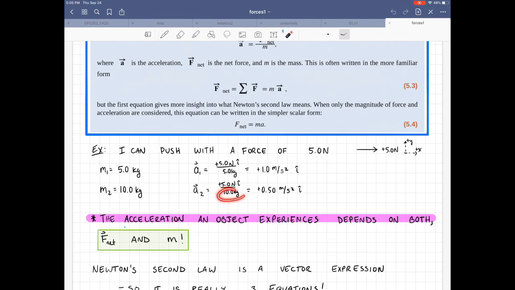Object 2 is twice as massive, so I push with the same amount of force, twice the mass. I get that object 2 accelerates at plus 0.5 meter per second squared in the i-hat direction. So not only is the acceleration dependent on how much force is being applied, but also the mass of the object.